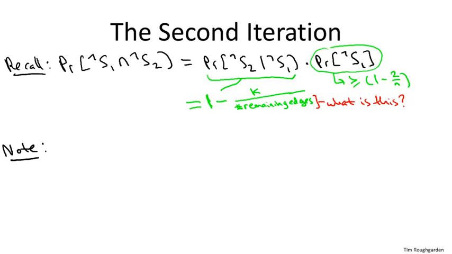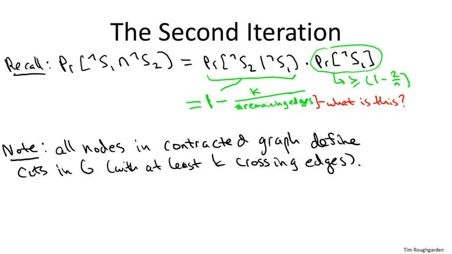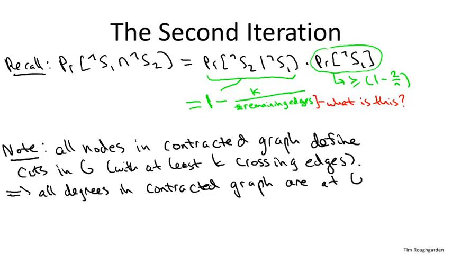Now remember, k is the number of edges crossing our minimum cut, A comma B, so any cut in the original graph G has to have at least k crossing edges. So, since every node in the contracted graph naturally maps over to a cut in the original graph with at least k edges crossing it, that means that in the contracted graph all of the degrees have to be at least k. If you ever had a node in the contracted graph that had only, say, k minus 1 incident edges, well then you'd have a cut in the original graph with only k minus 1 edges, a contradiction.